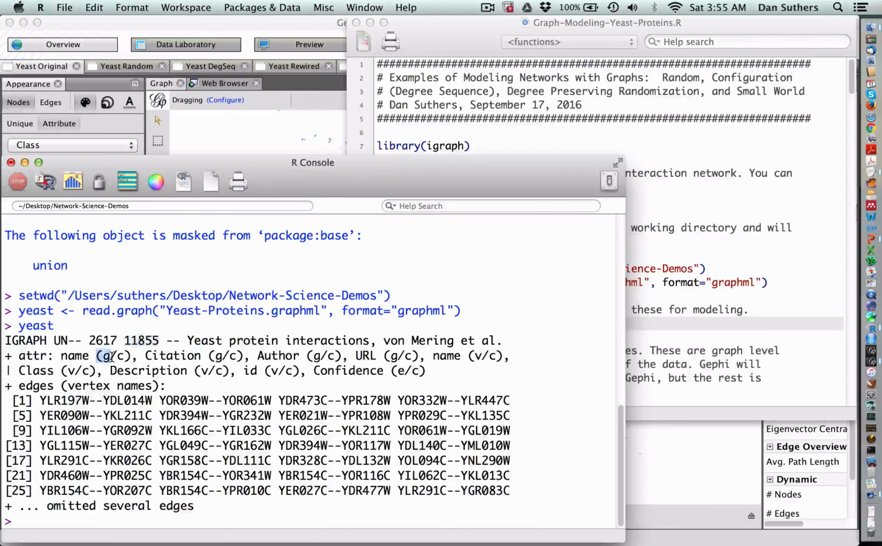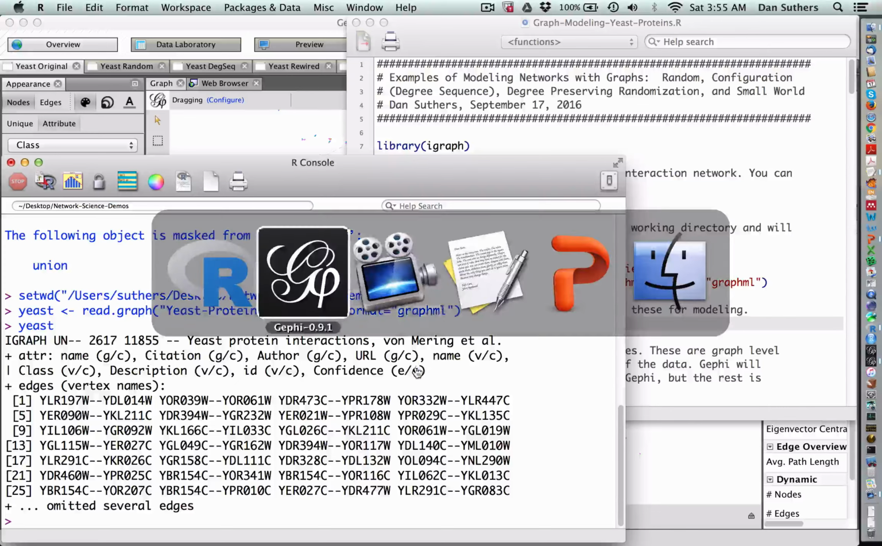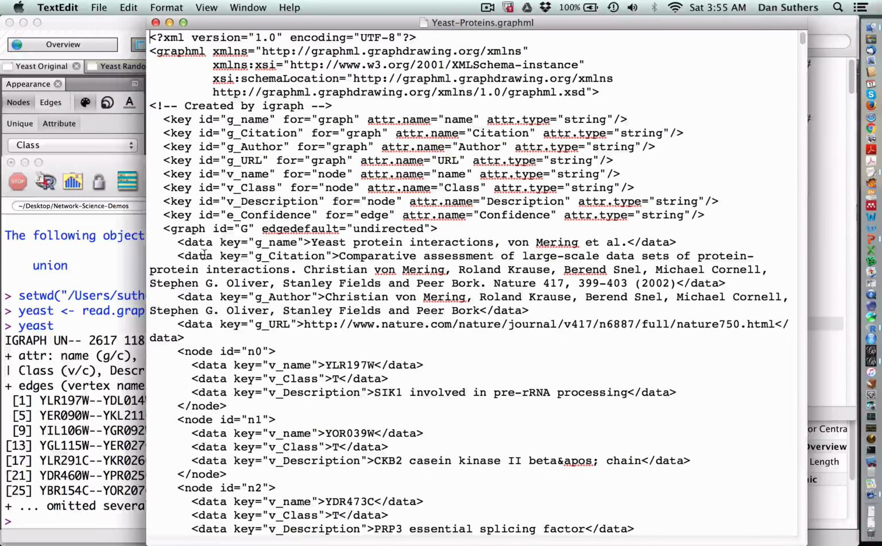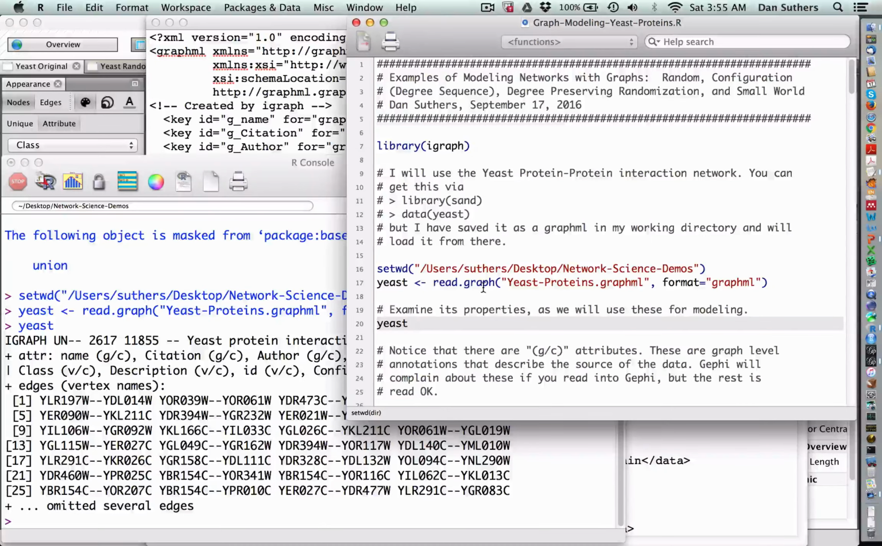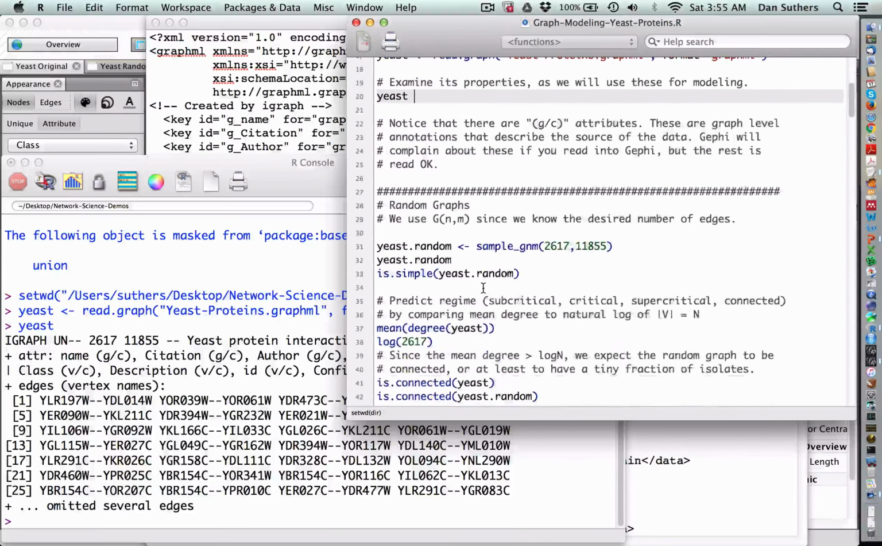And notice here that there are some attributes that are attributes of the graph. That's what the G means. This tells us where the information came from, the author, the citation, the URL. And I'll just show you the GML really quickly. It shows up here. You can get the actual citation for the data and read more about the data if you're interested in it. Okay, so let's move on to the analysis here.